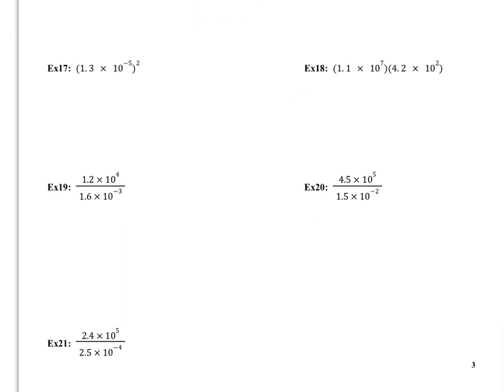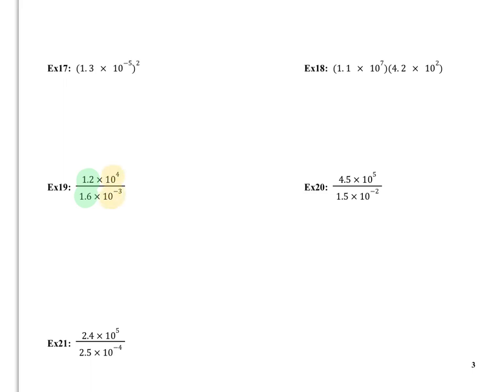Let's look at a division one. So I'm going to try example 19. So again, I could change it by moving it 4 spaces to the right. And so then I would have 12,000 divided by 0.0016. But without a calculator, that's going to be a real pain to accomplish. So rather than do that, I'm going to do my rules of exponents, and I'm going to divide these two, and I'm also going to divide these two.